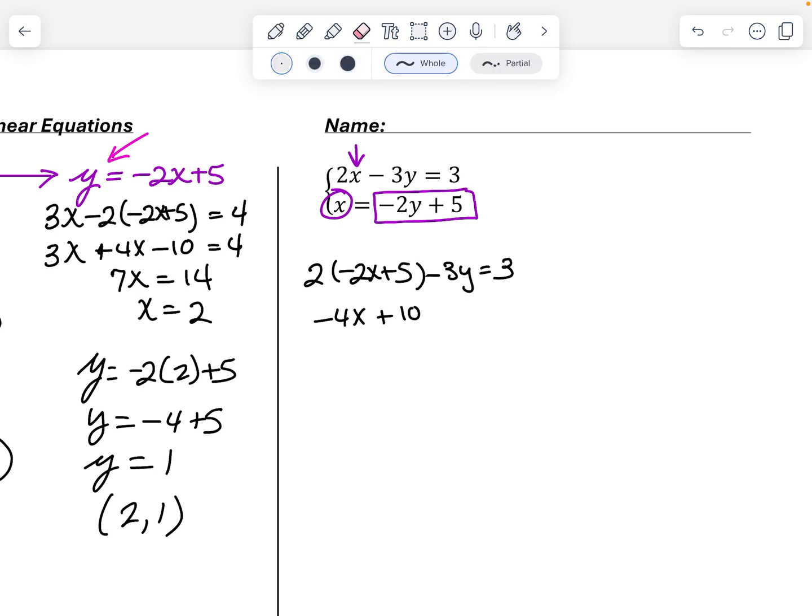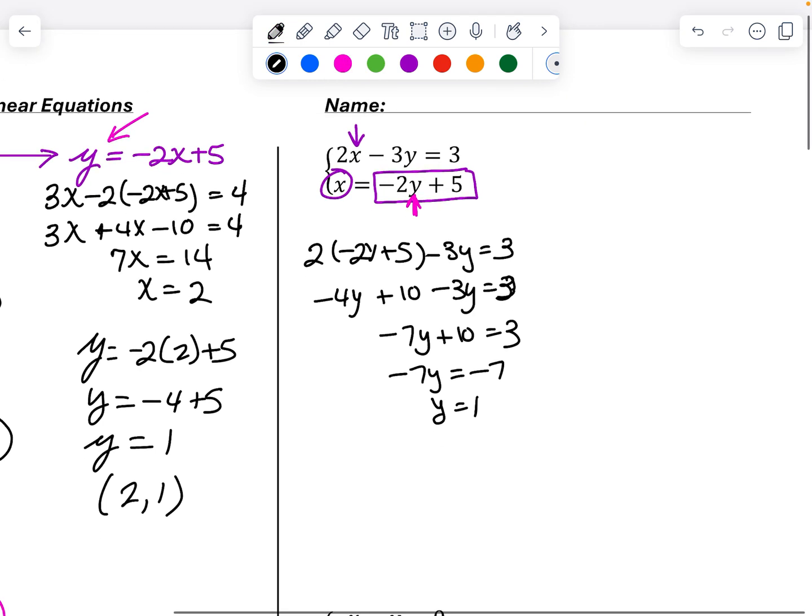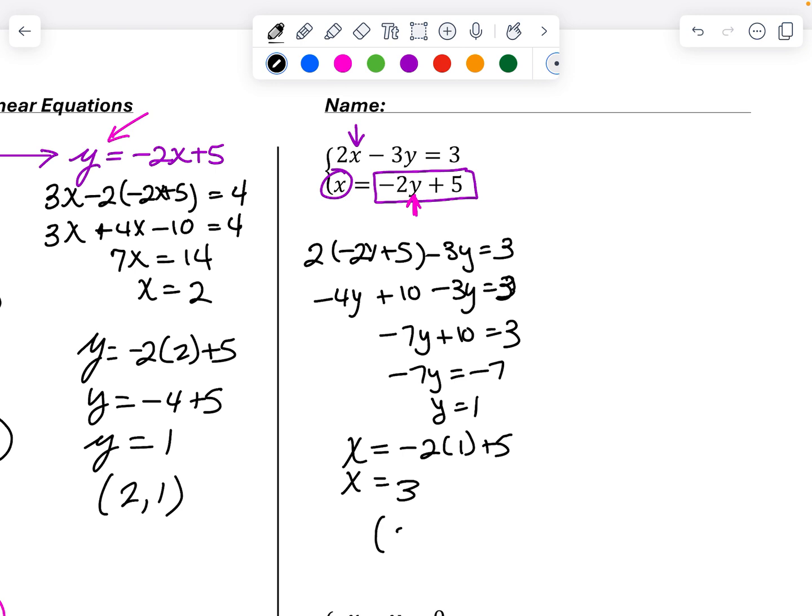I miswrote. This is a negative 2y, sorry. Minus 3y equals 3. That's negative 7y plus 10 equals 3. Negative 7y equals negative 7. Y is 1. Now I know what y is. I'm going to take the value of y and substitute it in. That's going to give me x is equal to negative 2 times 1 plus 5. X is equal to 3. So my answer is 3, 1.